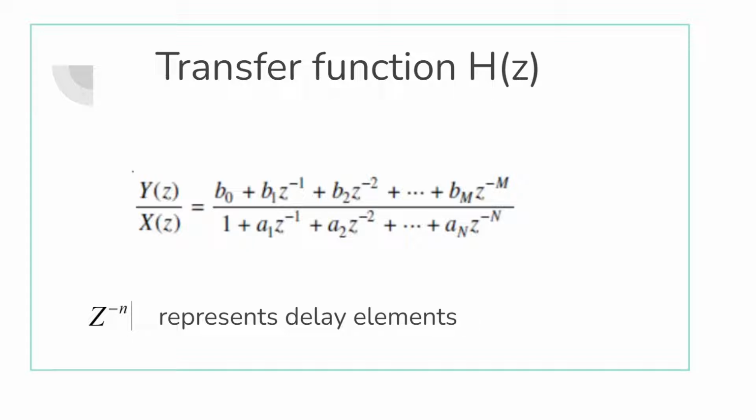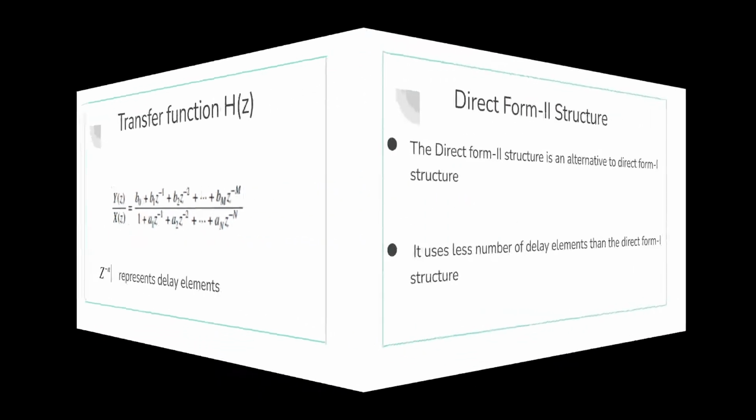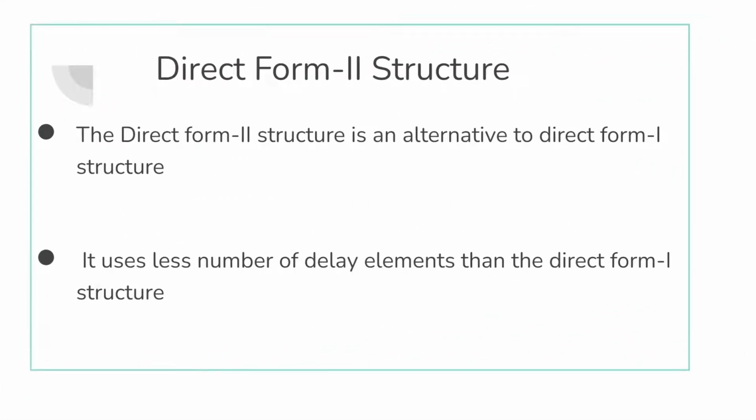Direct form 1 is also known as zero-pole realization, whereas direct form 2 is known as pole-zero realization. Direct form 2 structure is an alternative to direct form 1 structure. It is more advantageous to use direct form 2 structure because it uses a smaller number of delay elements than the direct form 1 structure.